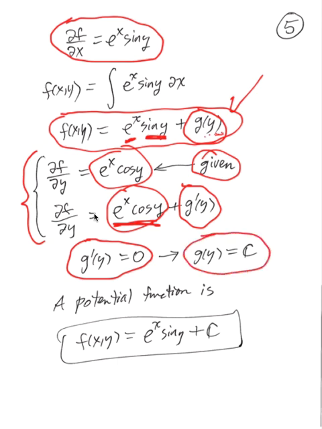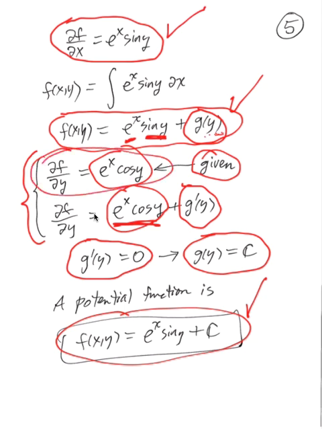So a potential function for this is what? F of x,y is e to the x sine y. So if I take any function of this form, take its partial derivative with respect to x, I would get e to the x sine y, just like I want. And if I take its partial derivative with respect to y, I would get what? This, e to the x cosine y, just like I want. Perfect, okay? Any C will do at the end of this.